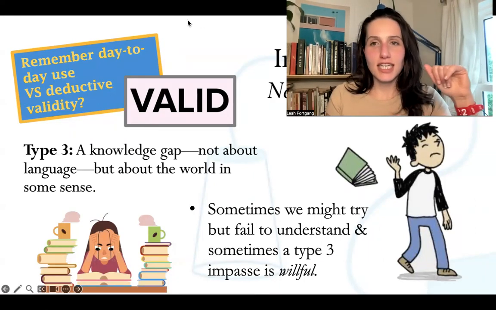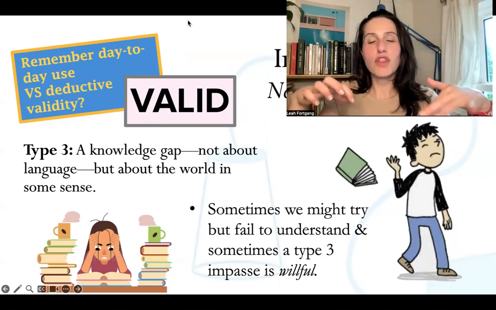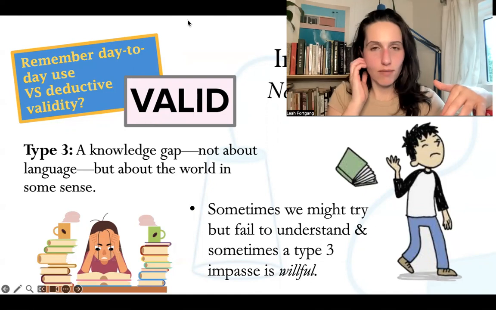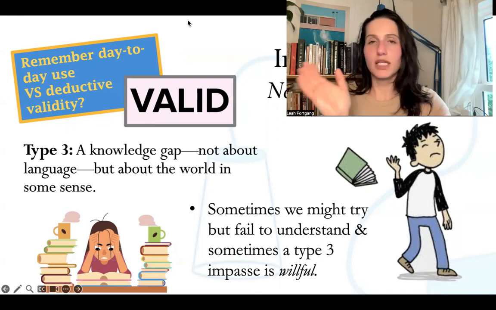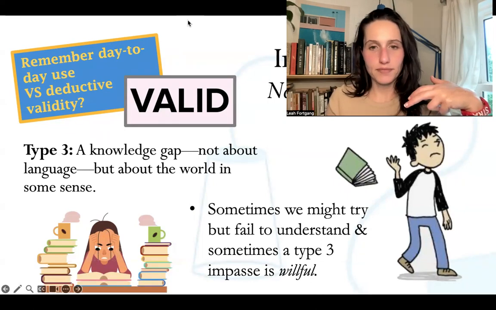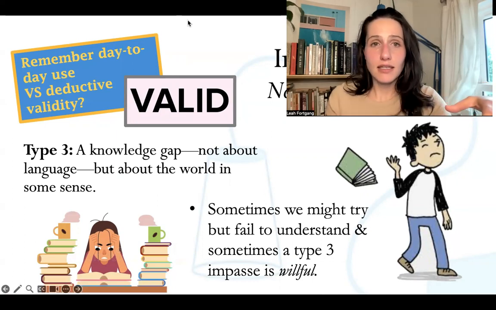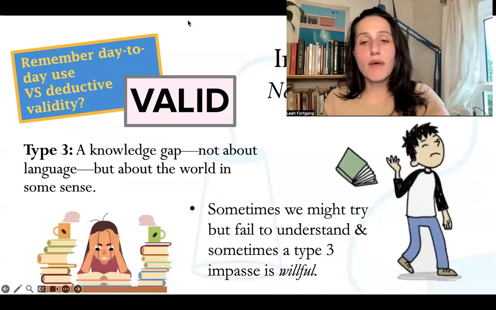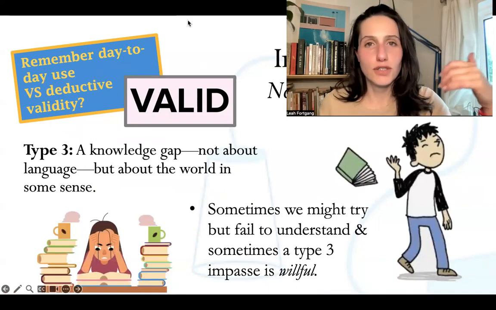It starts to get into stickier territory when we move into a type 3 impasse. So type 3 hermeneutical impasses happen when there is no language barrier, right? Same dialect, all the good stuff, but there's some kind of knowledge gap. And here, with the type 3 impasse, it's not super problematic, provided that somebody's trying to understand.